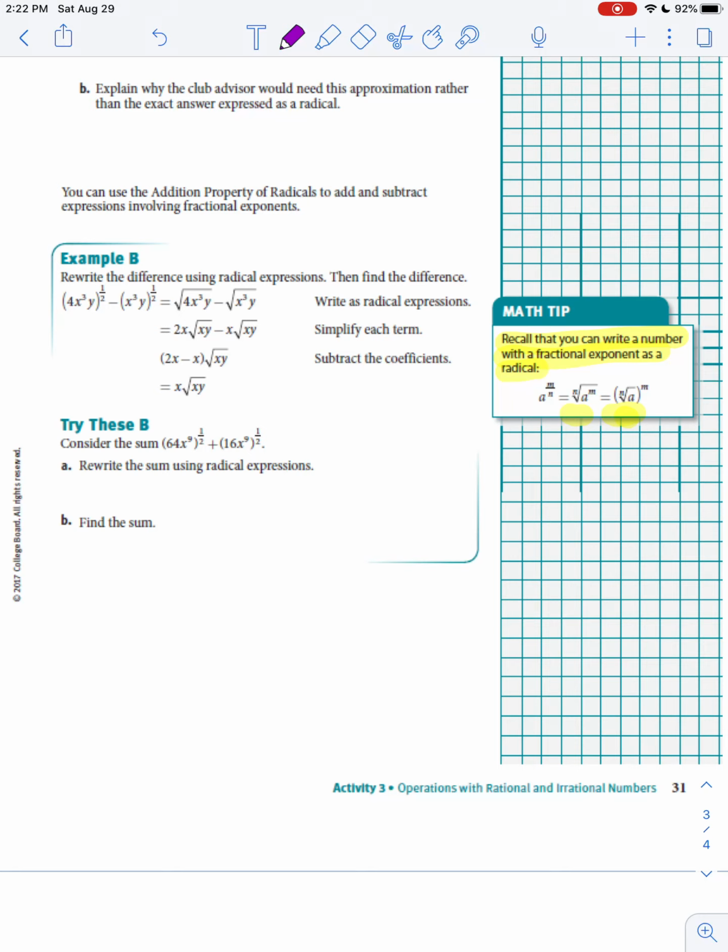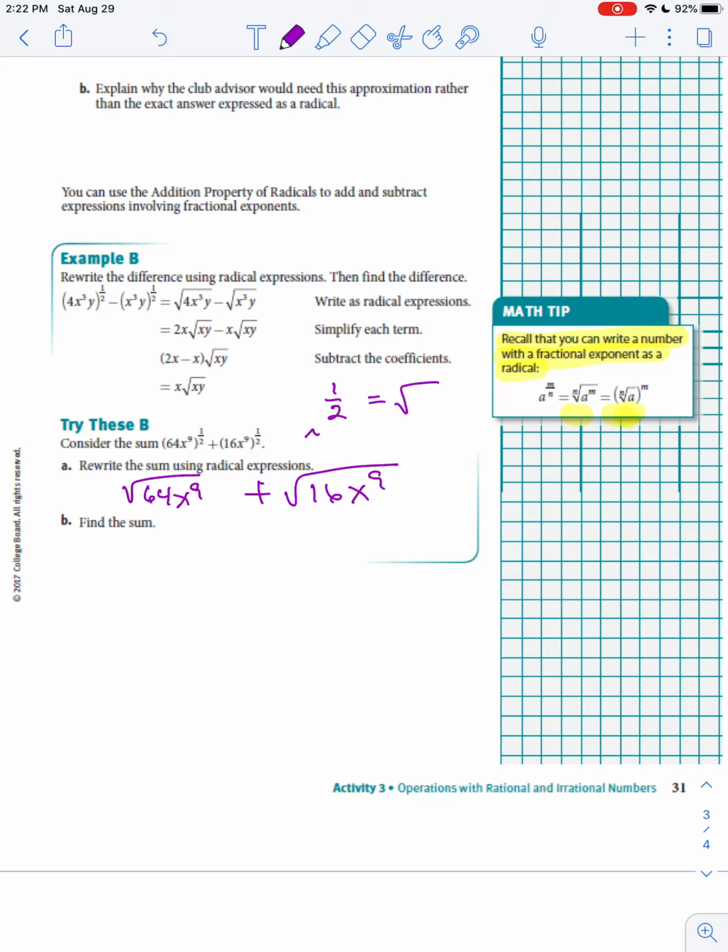So in the try these B, it says consider the sum, and they're written with powers of 1/2. Okay, so remember, a 1/2 power is equal to a square root. Anything to the 1/2 is going to be equal to the square root. So we're going to do that first. So 64x to the 9th to the 1/2 power is really the square root of 64x to the 9th. And then the same thing with the 16x to the 9th to the 1/2, that's the square root of 16x to the 9th.